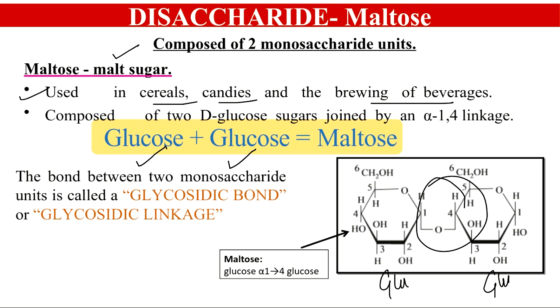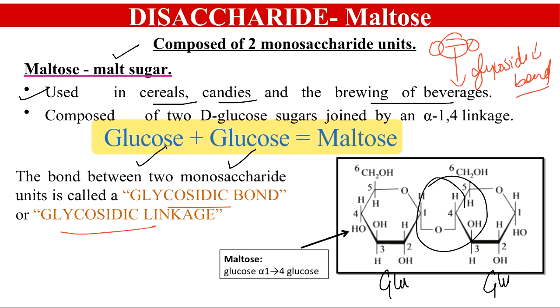Before we can understand this bonding, we have to understand that the monosaccharides join together by a certain bond. And what is this bond called? This bond is known as the glycosidic bond. The bond by which 2 adjacent monosaccharide units are bound to each other is known as the glycosidic bond, or glycosidic linkage. So this is the name of the bond that is present between the monosaccharide units.